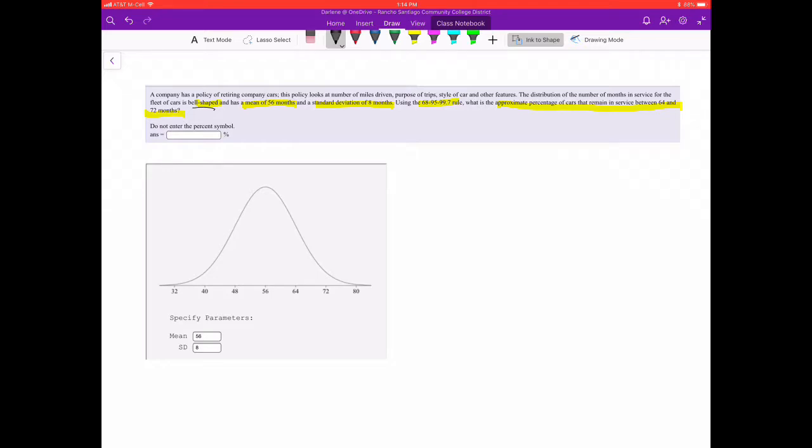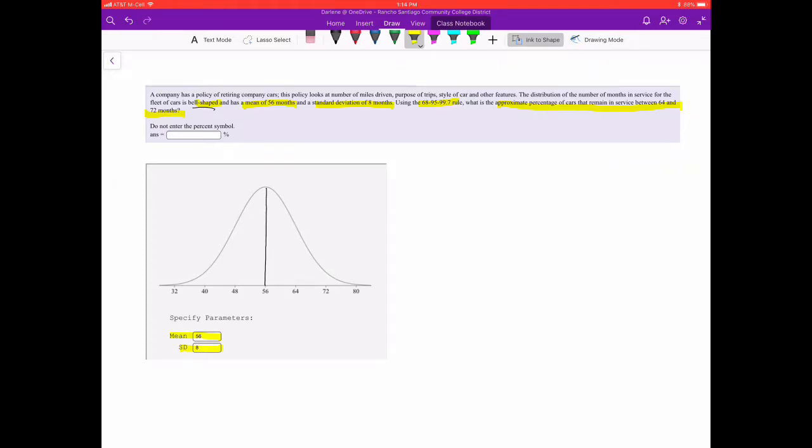the highest point of the bell curve is the mean. And as you can see below, I put in the mean and the standard deviation, and it marked all the tick marks correctly, because one standard deviation from the mean would be 48 to 64. Two standard deviations from the mean would be 40 to 72, and then so on.